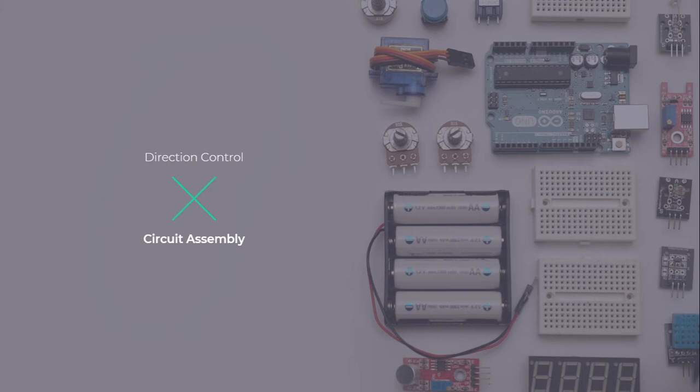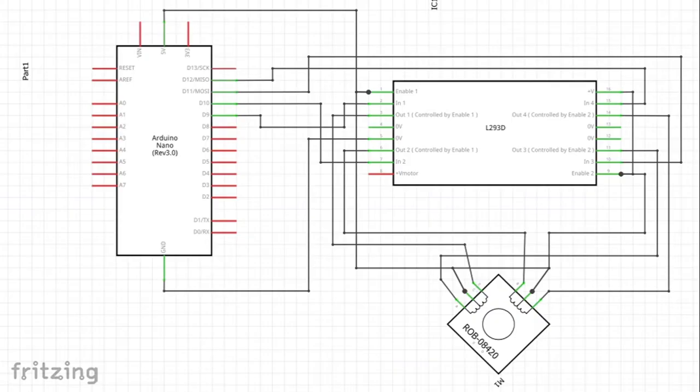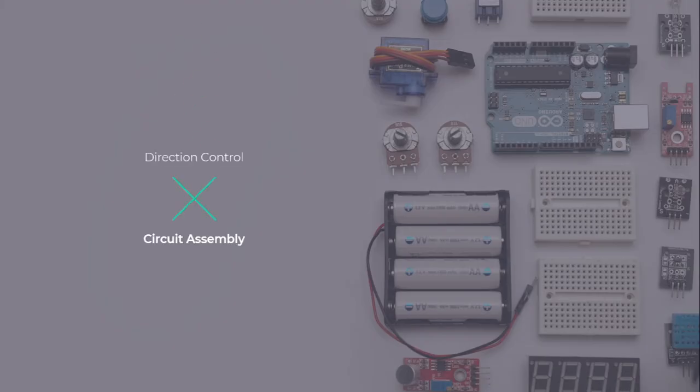Alright. So, for this direction control circuit assembly, we used this tiny or half breadboard, and we connected the Arduino Nano, or the Nano board, to the board, as well as the L293D. As you can see here, the wirings are the same as the schematic diagram. You can pause if you want to analyze where the connections are, but it's generally the same as the schematic.